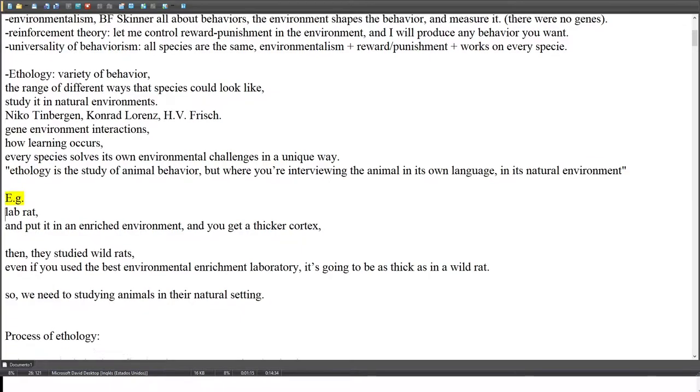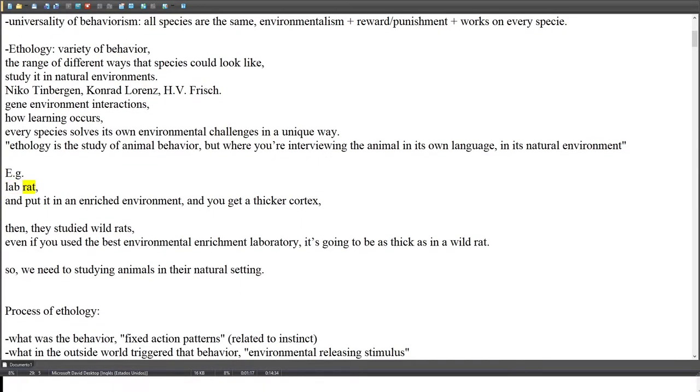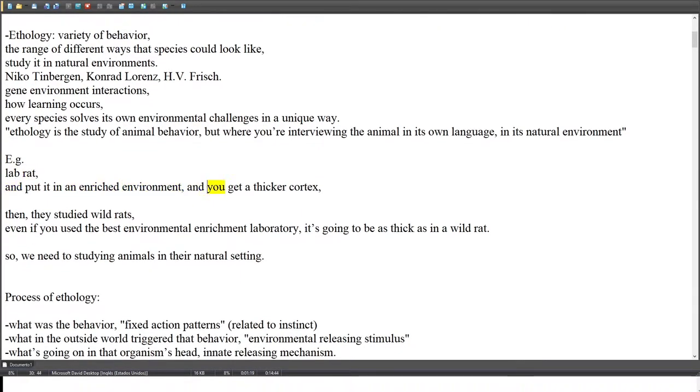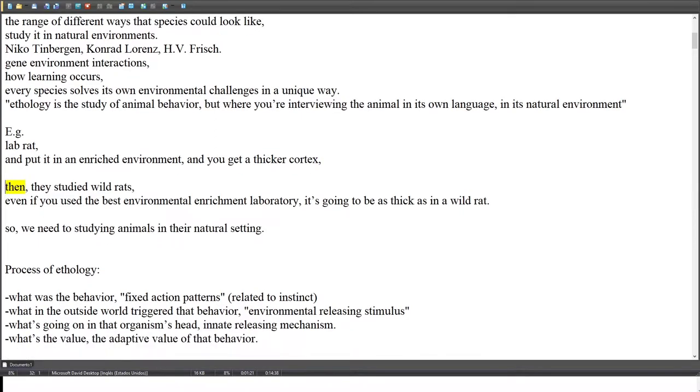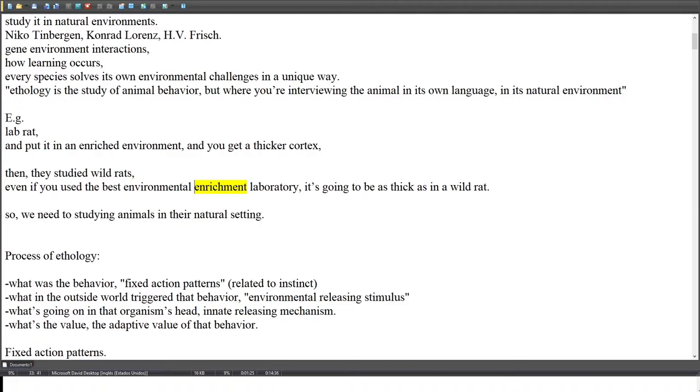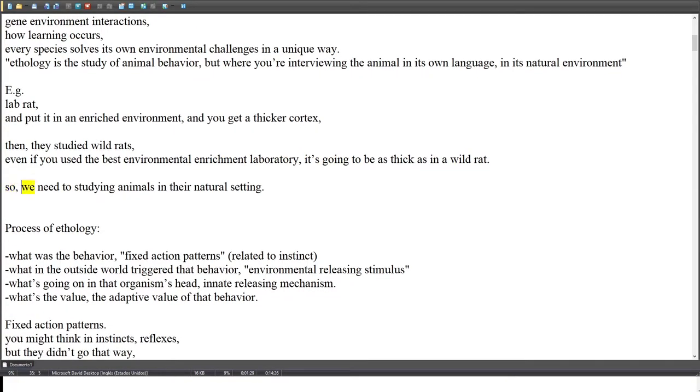For example, take a lab rat and put it in an enriched environment, and you get a thicker cortex. Then they studied wild rats. Even if you use the best environmentally enriched laboratory, the cortex is not going to be as thick as in a wild rat. So we need to study animals in their natural setting.